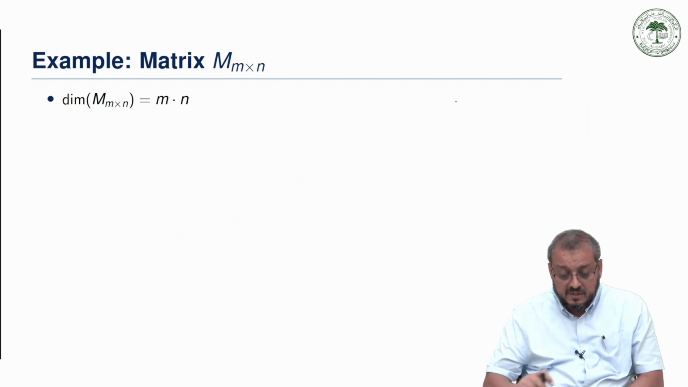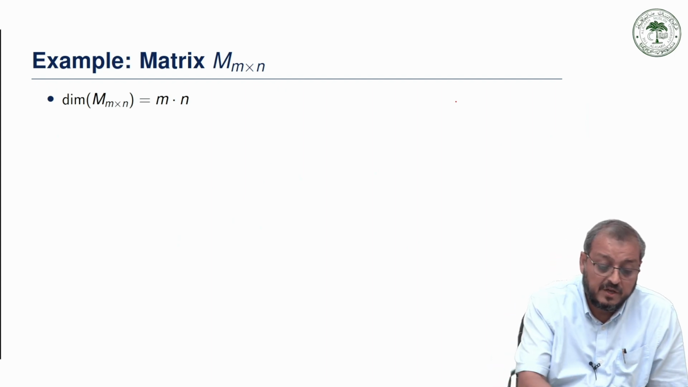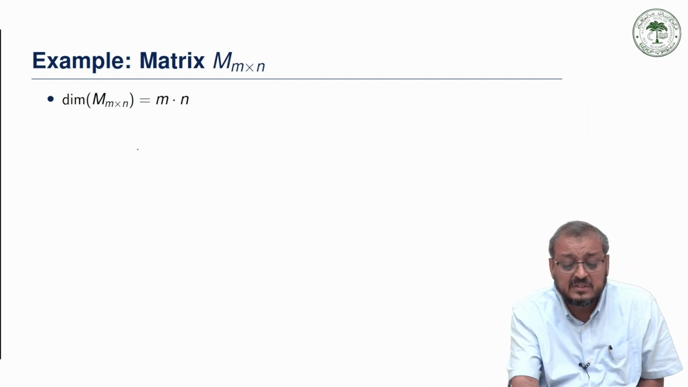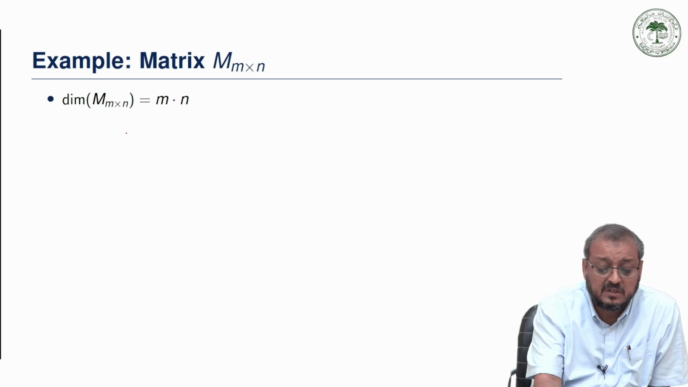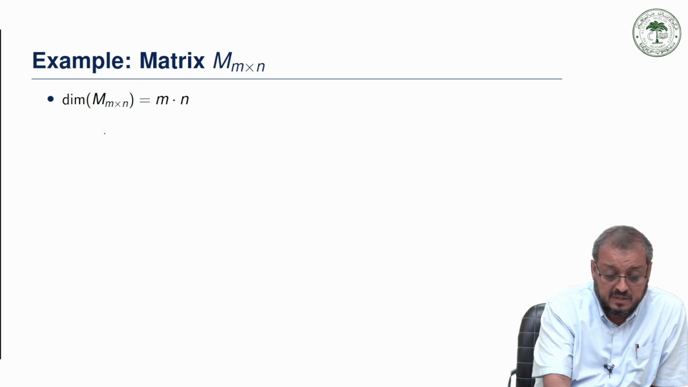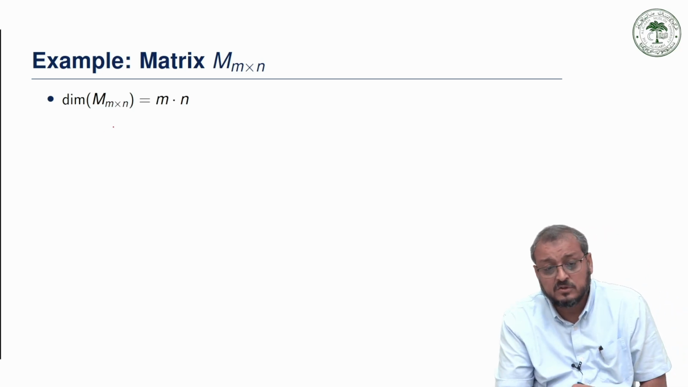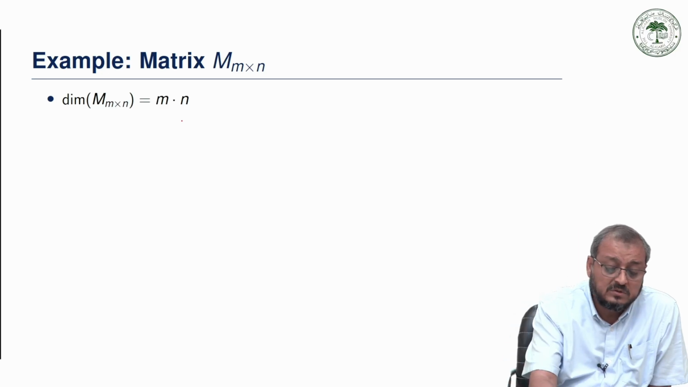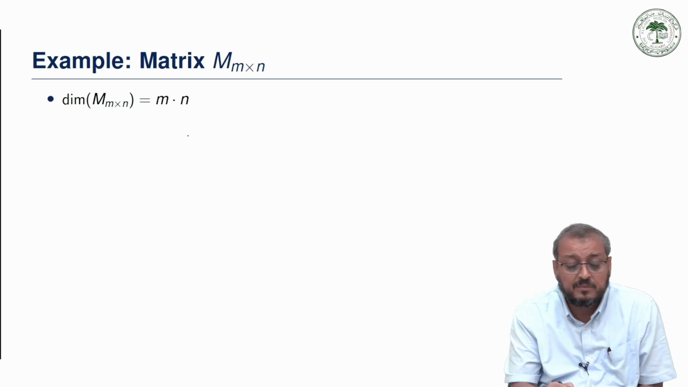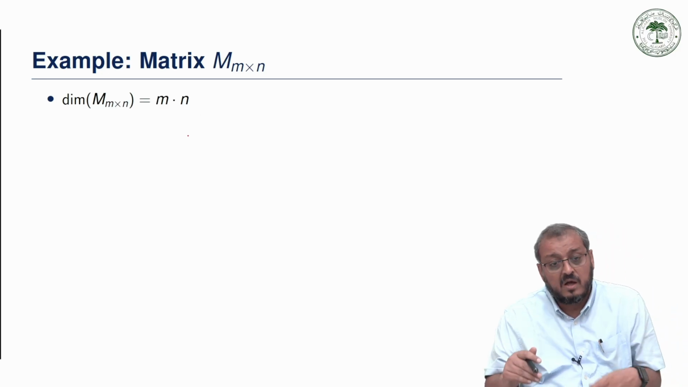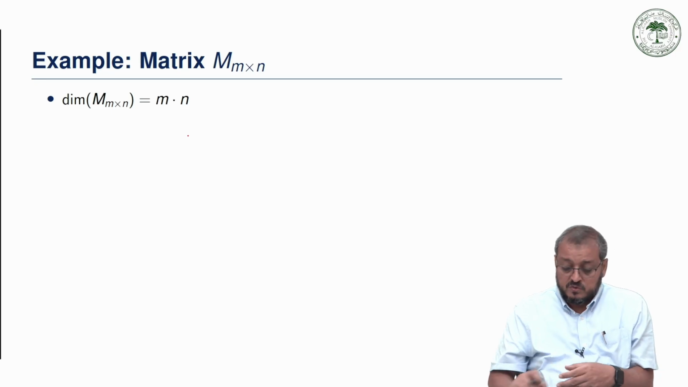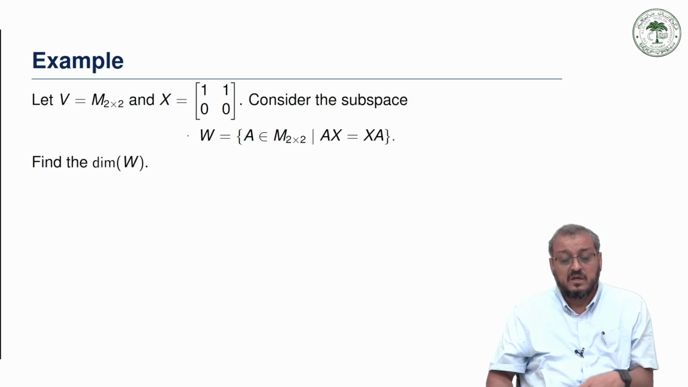So in general, if we have an m by n matrix space, we just construct a matrix for m by n. This means you have m rows and n columns. Then we take a single entry equal to 1 and the rest of them equal to 0. So generally we construct it in this form.